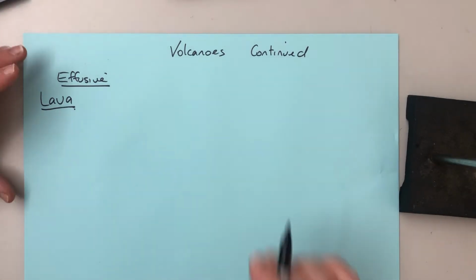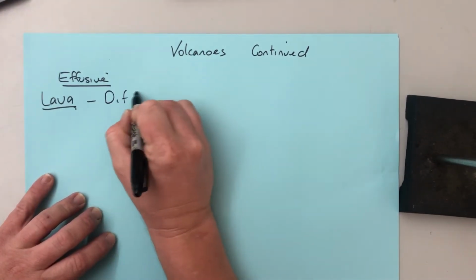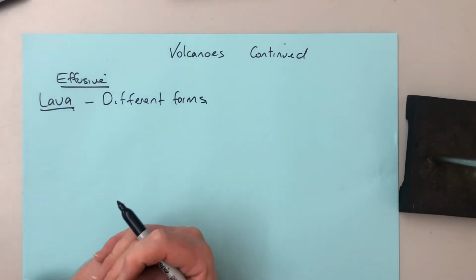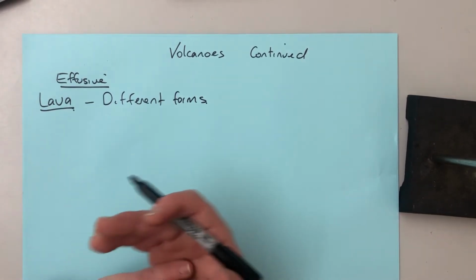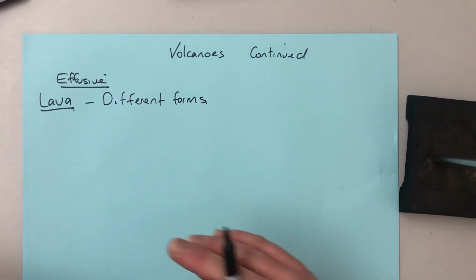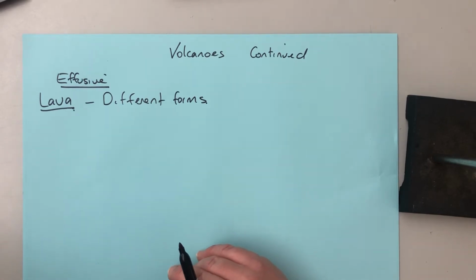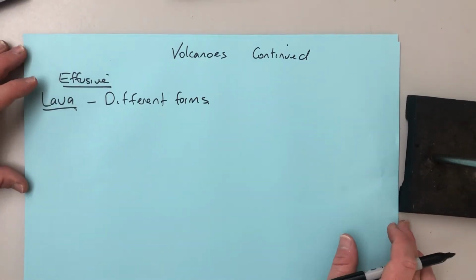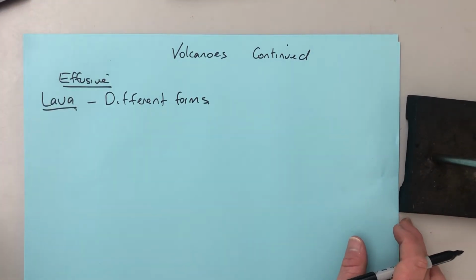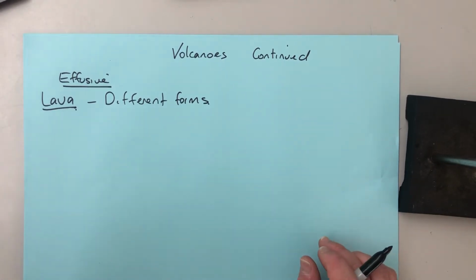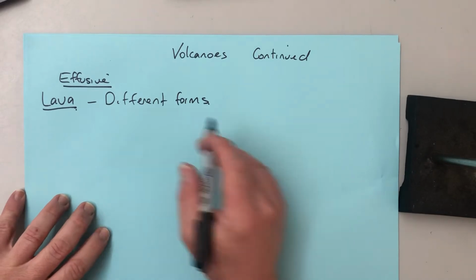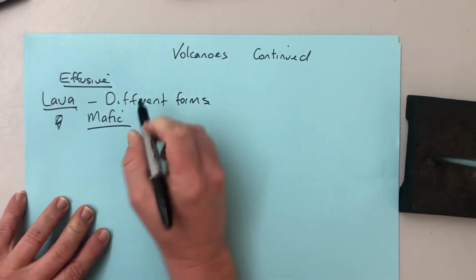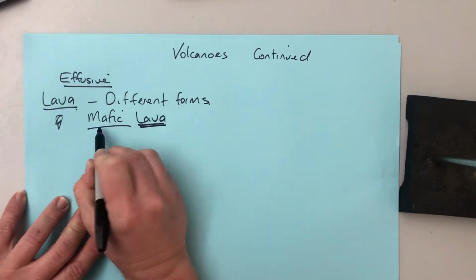Our lava can come in different forms. We'll start with a mafic lava. Now, we've already talked about how we get our different types of magma and lava and the rate of cooling. So let's actually talk about them and the features that they've got. You should be at the lava, I think it's page 9 of the PowerPoint. Let's call this mafic lava.